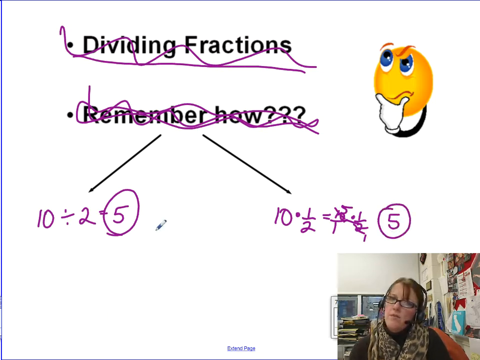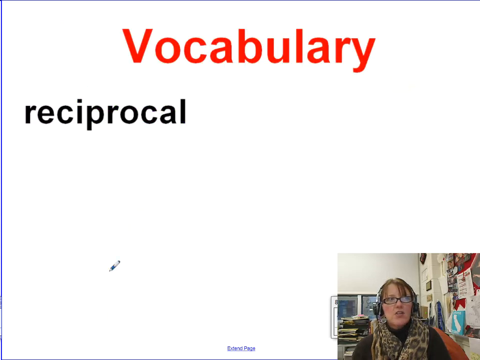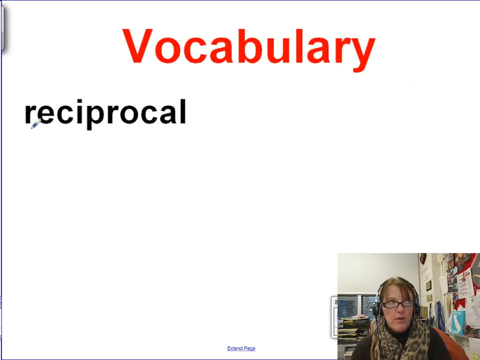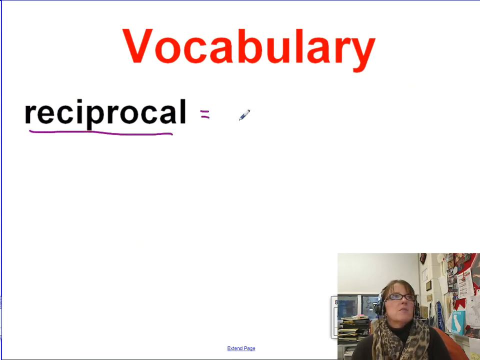Whoa. 10 divided by 2 is 5. 10 times 1/2 is 5. Is that a coincidence? It is not. Actually, we could do a ton of those, but as it turns out, when you divide by a number, it is the same effect as if you change it to multiplying by the reciprocal. That should be a word that sounds familiar to you.